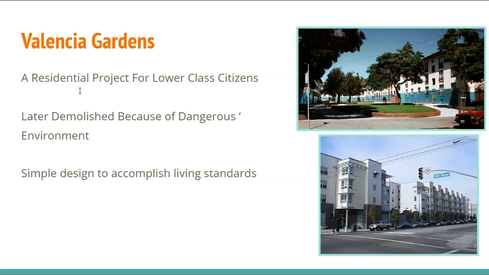Valencia Gardens was a project that consisted of 246 units and was directed as a low-rent project for people that have fewer funds than others. This neighborhood became known in later years to be one of the most dangerous neighborhoods in San Francisco, where lots of drug trafficking took place. The neighborhood was later demolished in 2003.